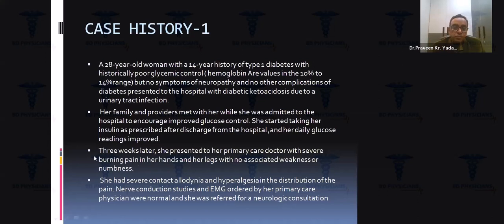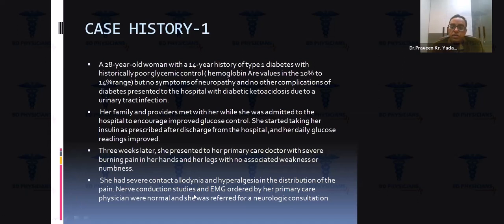And then 3 weeks later, she goes home and then comes back with severe burning paresthesias in her hands and legs, without any associated weakness or any objective findings. She's evaluated, examination is absolutely normal, but the patient is completely in distress with a lot of sensory symptoms. She's having allodynia and hyperalgesia in the distribution of the pain. So when you touch the skin, she's not allowing you to touch the skin. So there is allodynia and hyperalgesia.